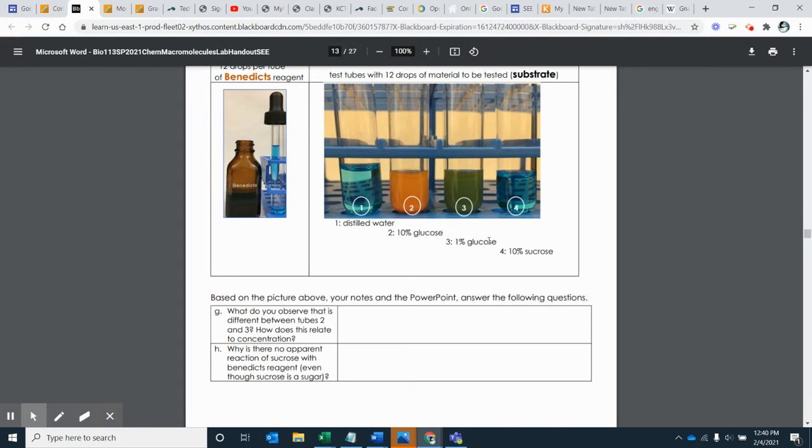Remember that Benedict's is kind of like the penny, kind of backwards, right? So the penny goes from red to green to blue, and your reaction is backwards. You're starting at blue. With a little bit of reaction, you get to green, and with a lot of reaction, you get to orange or red. Sucrose is a sugar, but sucrose is not a reducing sugar, right?